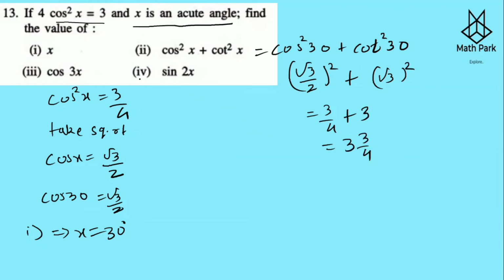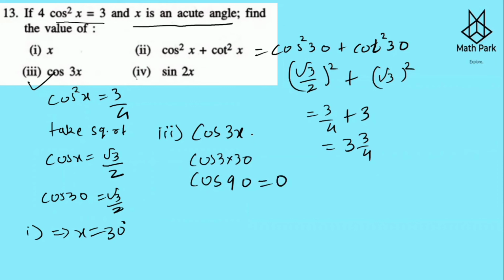Now the third one is left. So we do the third one here. It is cos 3x. So cos 3x, x is 30. So it is cos of 3 times 30, which is cos 90°. And we know that cos 90° is equal to 0. This is how we got cos 3x = 0. The last one, that is sin 2x. So sin 2x, that is sin of 2 times 30, which is sin 60°, and sin 60° is equal to √3/2.